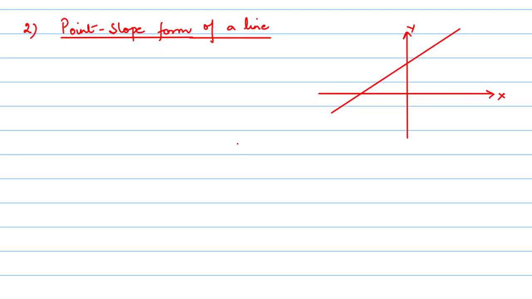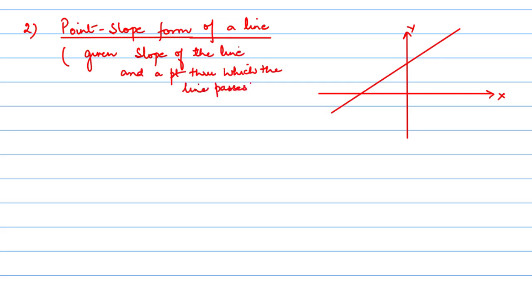Now we talk of the next form to find the equation of a line. This is called the point slope form. Now in this case, when will you know that this form will be applied? You will be given the slope of the line, first thing, and a point through which our line passes.